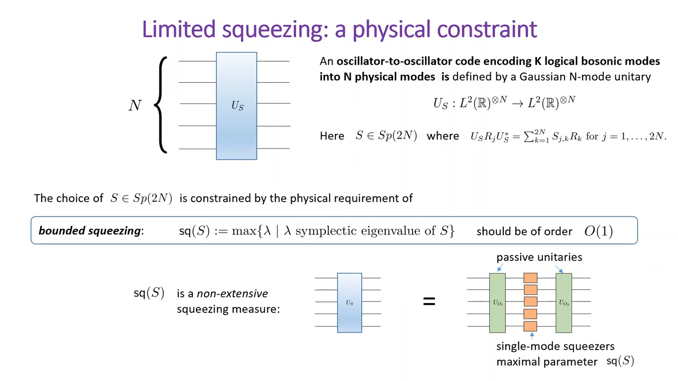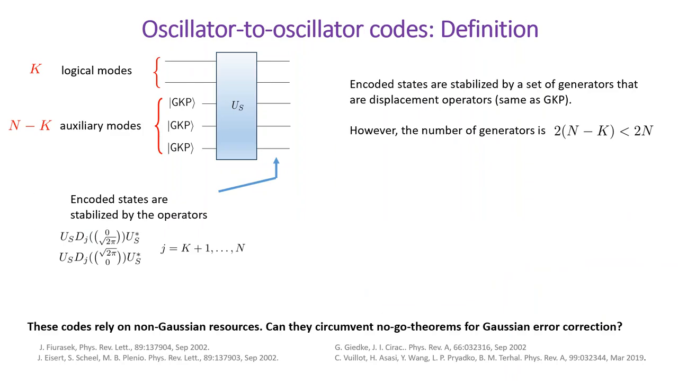This follows from the Bloch-Messiah or Euler decomposition of a symplectic matrix. It means that physically realizable Gaussian unitaries have an amount of squeezing bounded by a constant independent of the number of modes. This completes the description of oscillator-to-oscillator codes. It is easy to check that these can be thought of as stabilizer codes. Compared to GKP codes, we have fewer stabilizer generators and the code space is infinite dimensional.